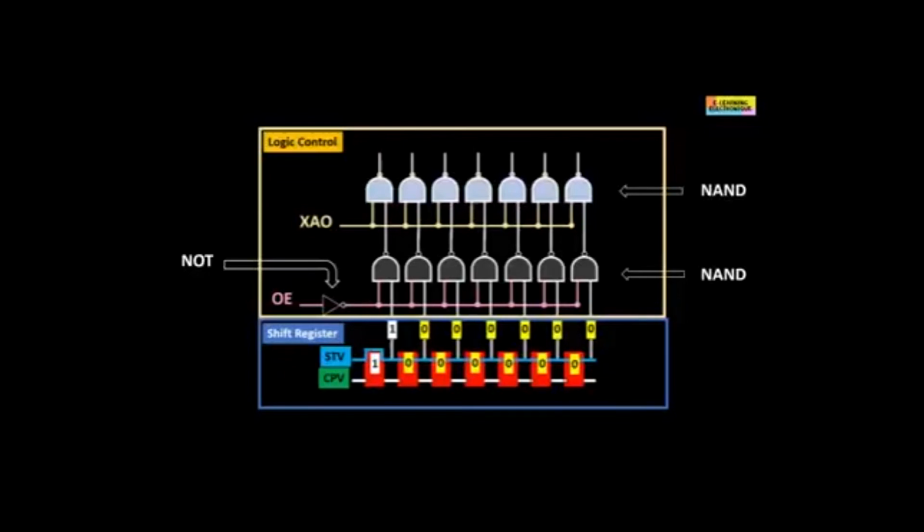For a normal operation of an LCD screen, the OE signal is at a low level or 0 and XAO is at a high level or 1. At first sight of this diagram, we can wonder why the circuit was complicated, only to finally find at the output of the NAND gates the same values as at the output of the shift registers. There is a reason for this which will be developed in a moment.